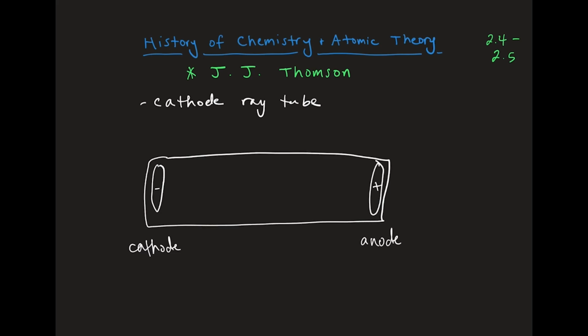When high voltage was applied to these electrodes, Thomson found that a beam or ray of particles emanated from the negative side and went towards the positive side. When an electric field was applied, represented here by positive and negative poles, the beam bent slightly away from the negative side. As a result, since like charges repel each other, Thomson reasoned that the particles in this beam must be negatively charged.